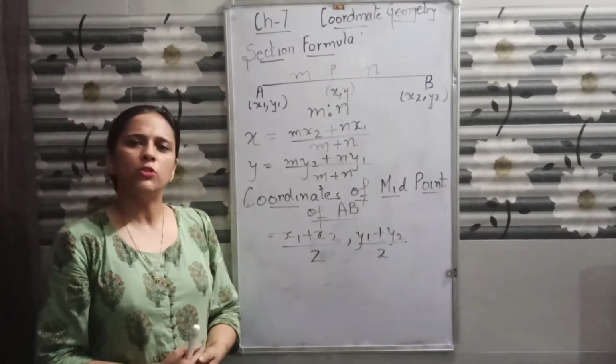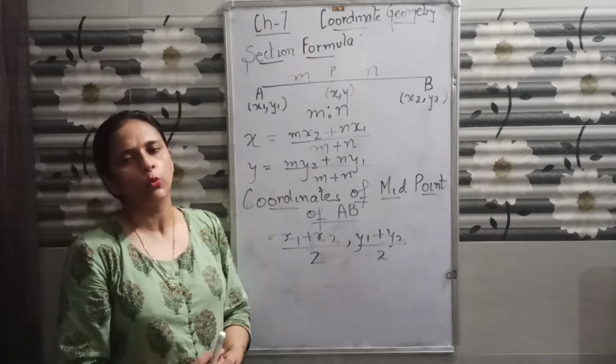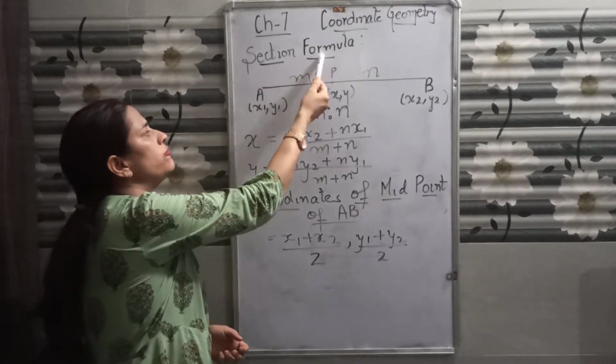Good morning everyone. Today we are here to discuss chapter 7 coordinate geometry exercise 7.2. So first of all I am discussing the section formula.